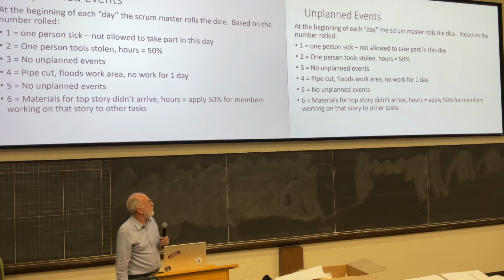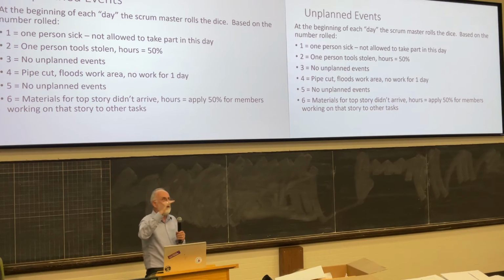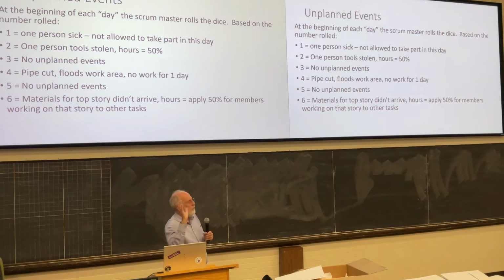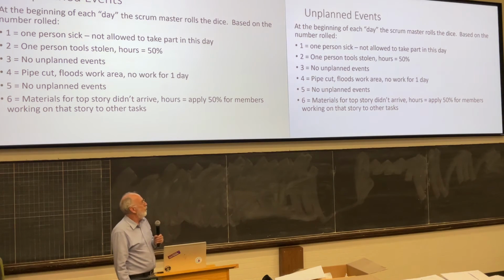And then number 6, the top story that you're currently working on. So say you've already completed your top story and you're now working on your second story. For that story, the materials didn't show up. So you've got to cut your hours in half for any members that are working on that particular story.